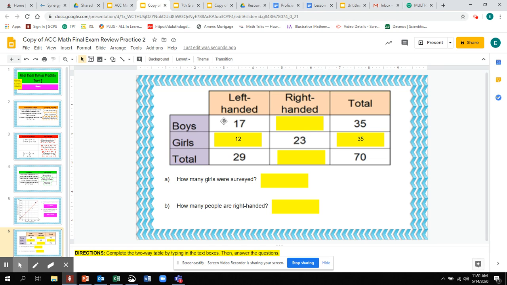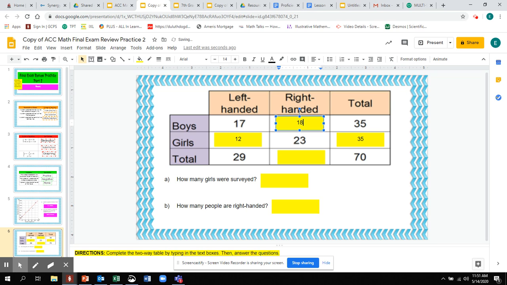Now, to figure out what's here, I still can't use the column, but I could use the rows. So for boys, I know that I had 35 total boys and 17 of them were left-handed. So to figure out how many were right-handed boys, I would do 35 minus 17, which would give me 18. Now I can use this 18 to find the total number of students who are right-handed by adding 18 right-handed boys to 23 right-handed girls, which would give me a total of 41 right-handed students.